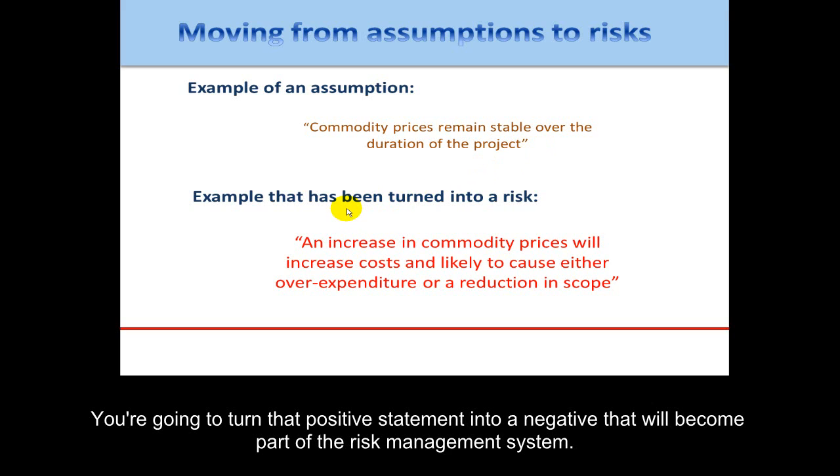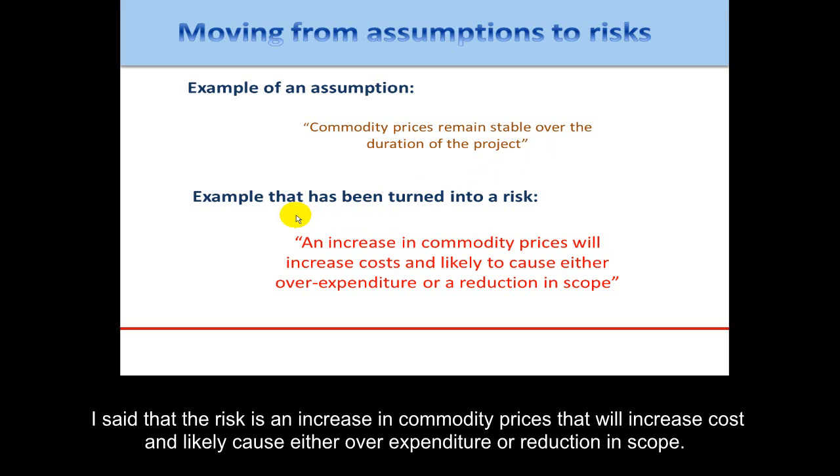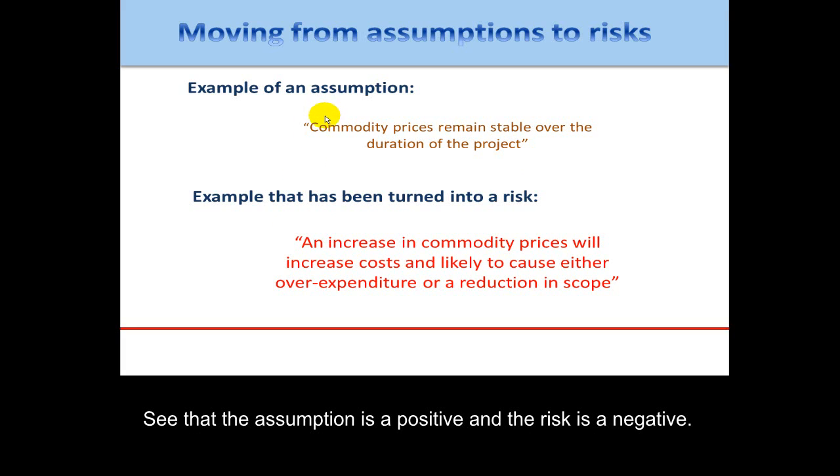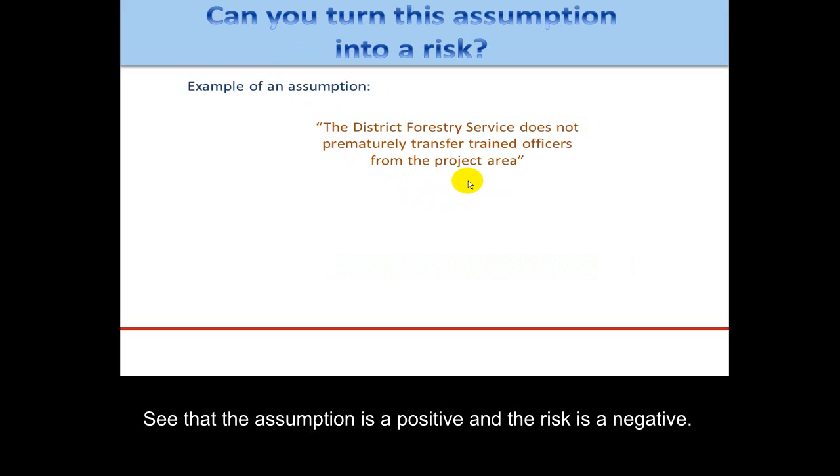So in this example, I said that the risk is an increase in commodity prices will increase cost and are likely to cause either overexpenditure or reduction in scope. So you see that the assumption is a positive and the risk is a negative.